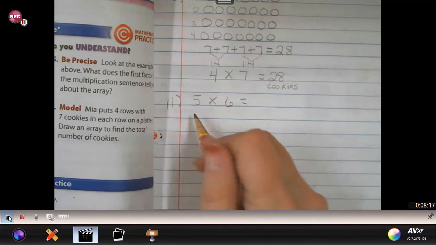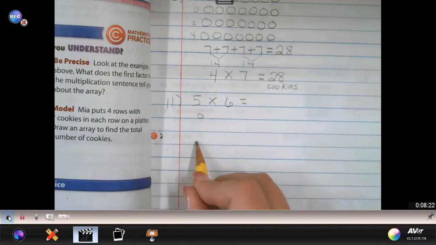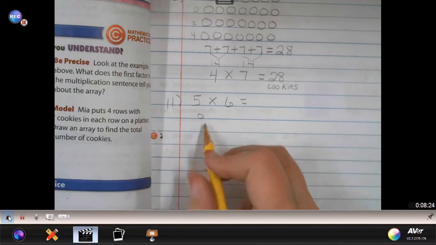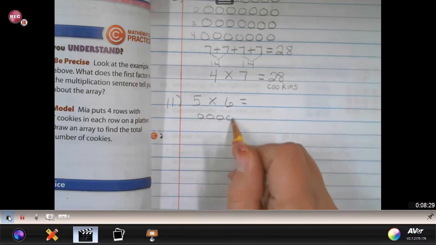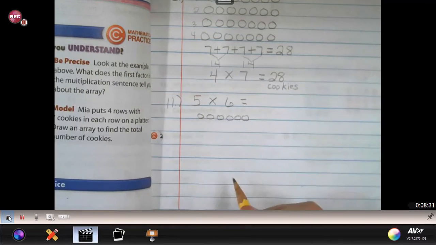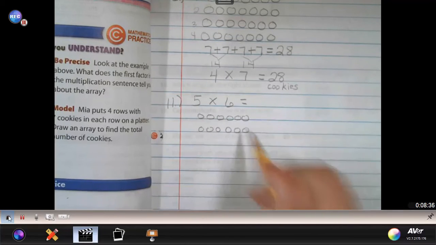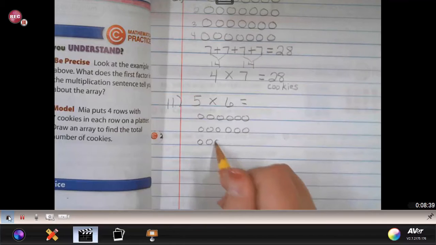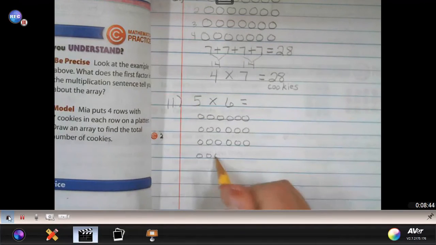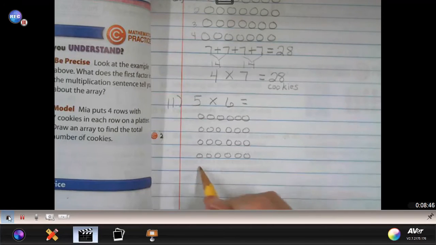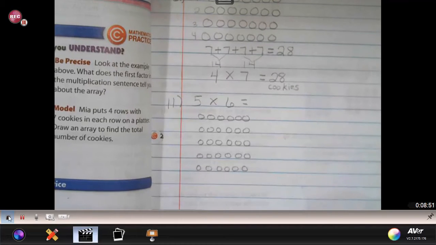So if I draw an array, remember I'm going to use 1, 2, 3, 4, 5 lines because the lines are considered the row here. And I'm going to place 6 in this row. And I'm looking at that as 3 and 3. 6 in this row. 6 in a third row. 6 in my fourth row. And 6 in my fifth row.